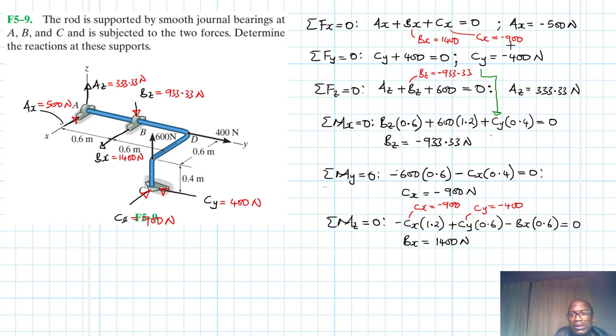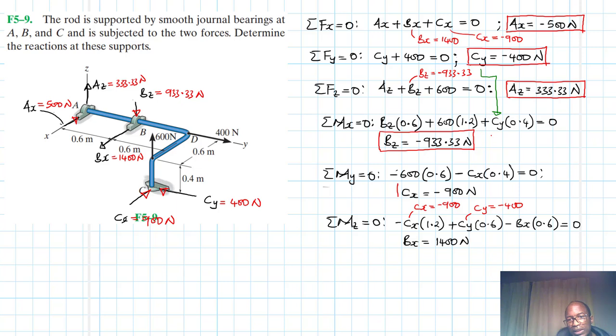Let's just now outline these solutions. We have Ax there, Cy there, Az there, Bz there, Cx there, and Bx there. So we have 6 of them: 1, 2, 3, 4, 5, 6. Great. I think this is really about it.